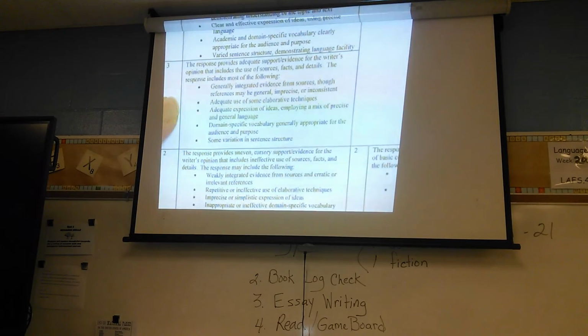It includes the use of sources, facts, and details. Generally integrated evidence from sources, though references may be general, imprecise, and inconsistent. So notice already, if you stop giving specific reference, if you just say in the text set, in what I read, which you would not say because you're not talking to the reader, then you've already lost a point because you're not being precise as to where your evidence came from, where the source came from.